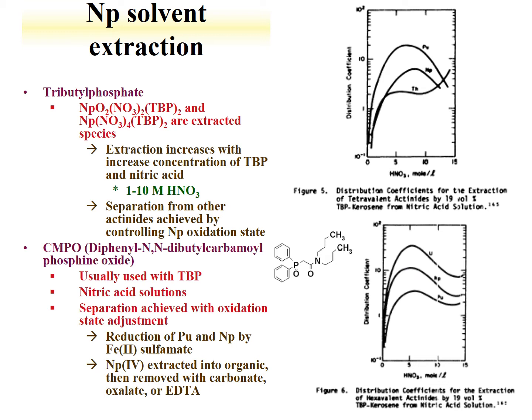CMPO, which is a ligand that is preferentially used in the PUREX process, has also been studied with tributyl phosphate, and separations have been achieved with oxidation state variation, where neptunium and plutonium can be reduced and neptunium-4 can be extracted into organic and then removed with carbonate, oxalate, or EDTA.